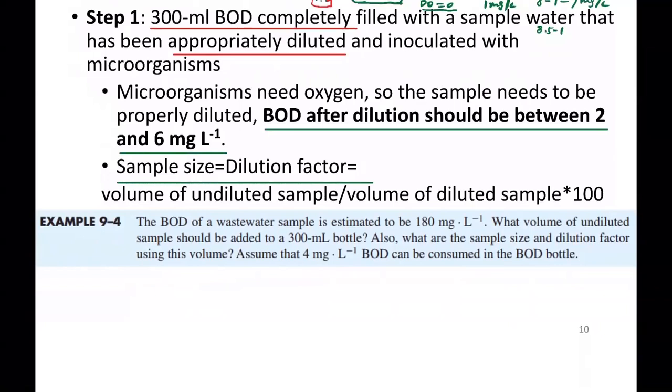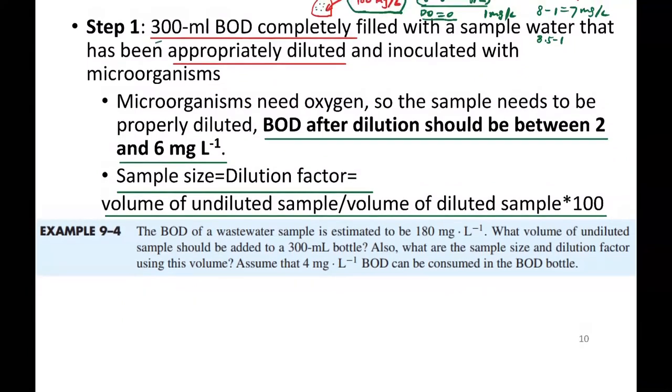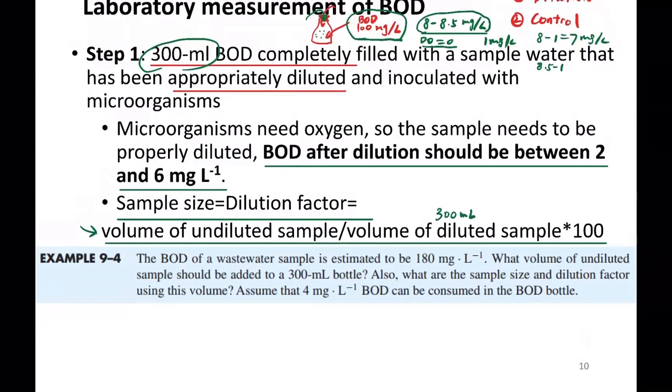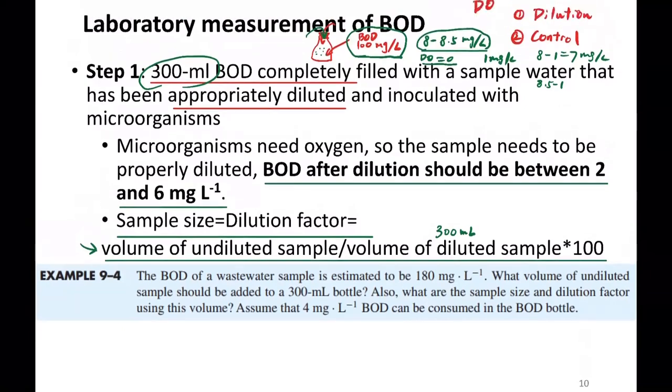So the dilution factor is just the volume of the undiluted sample divided by the volume of the diluted sample. Here we know that the volume of the diluted sample is always 300 milliliter, right? And then the volume of the undiluted sample, for example, from the waste, let's say we just take 5 milliliter of the waste, right? And then put it into this bottle here.